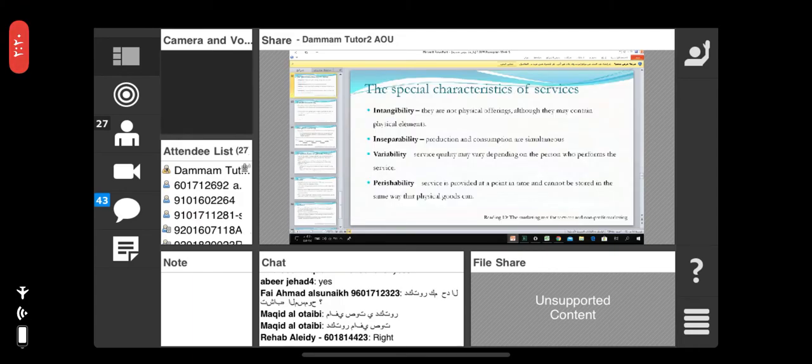Of course we talked about services. Services are special. Services are intangible, you cannot touch it, you cannot see it. Inseparable: sometimes you cannot separate the production and the consumption. If you buy a SAWA card from STC, right? They produce it and you use it at the same moment. This is inseparable.